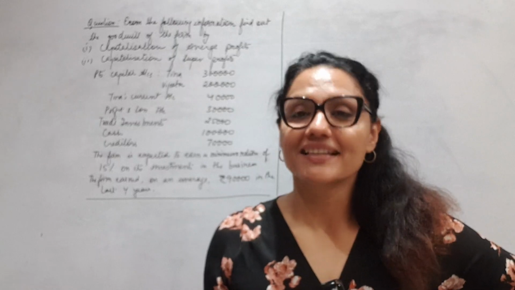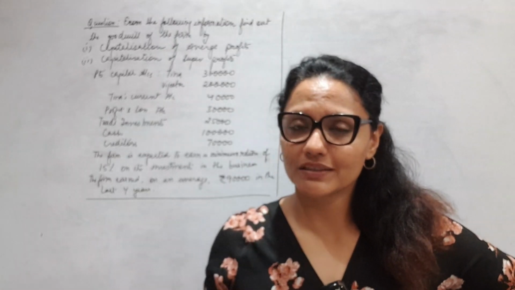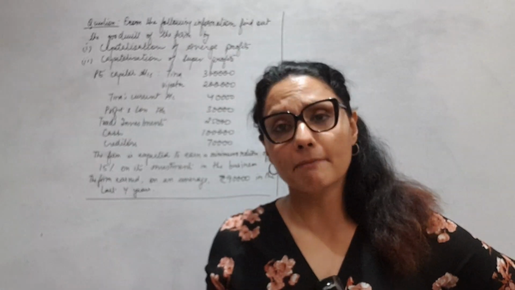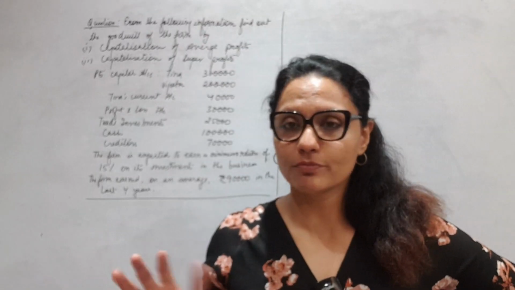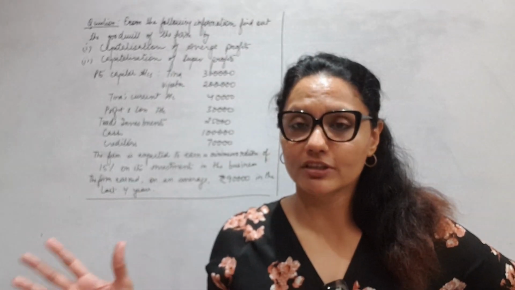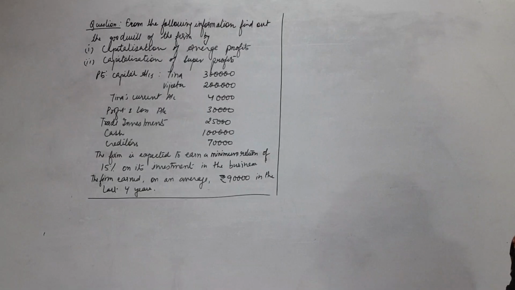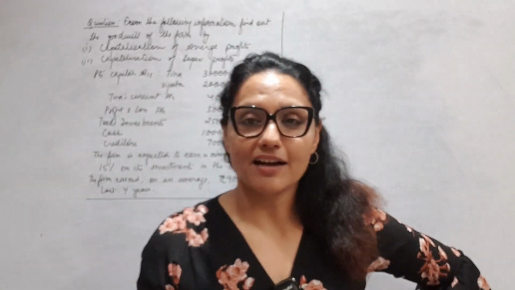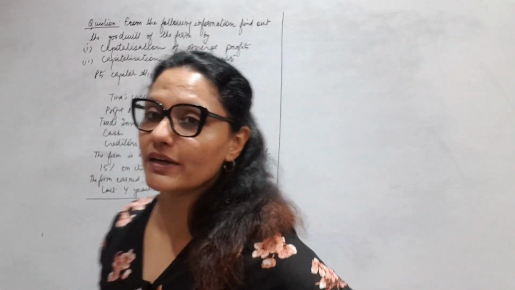This is the normal rate of return. Yes, normal rate of return is what? In other words, the minimum amount of profit that the firm must earn. This is the bare minimum benchmark of these types of firms in the particular industry. The firm earned on an average 90,000 in the last 4 years. That means average profit is 90,000, or to find out average profit, do I have to divide it by 4?